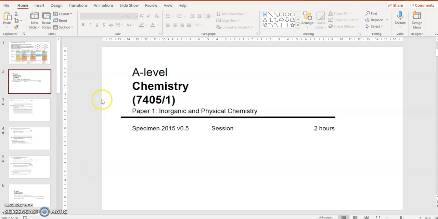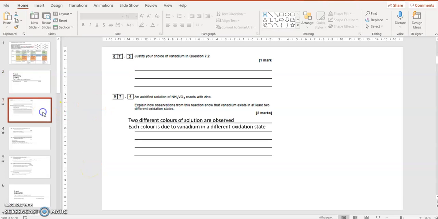Paper 1, Specimen 1. An acidified solution of NH4VO3 reacts with zinc. Explain how observations from this reaction show that vanadium exists in two different oxidation states.